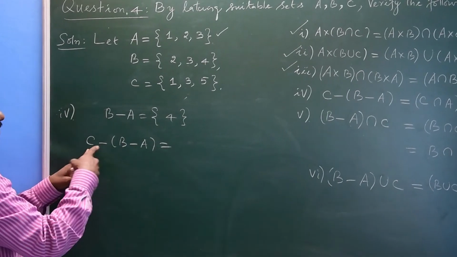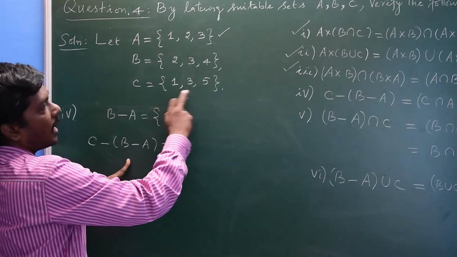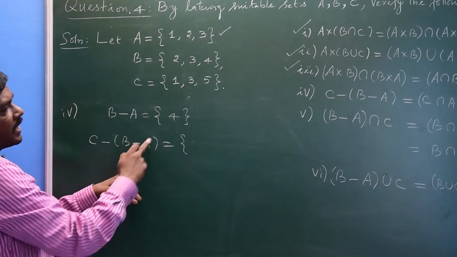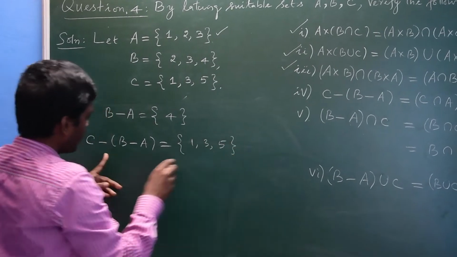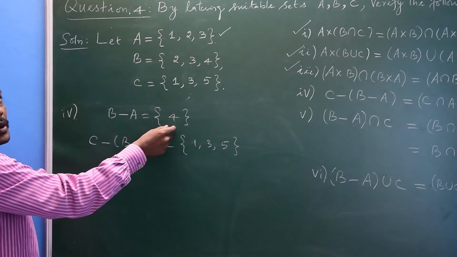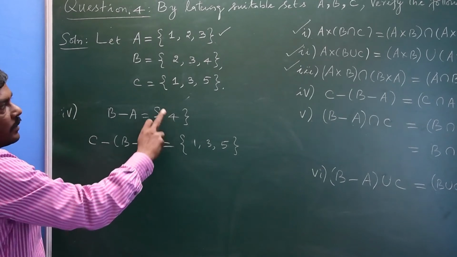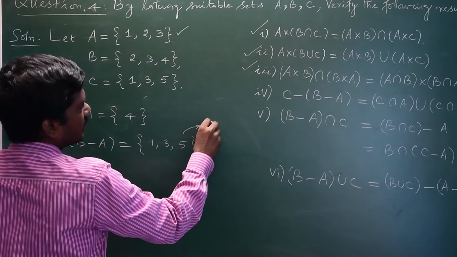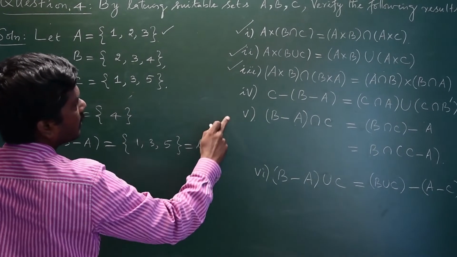Set of all elements in C but not in B minus A. See, all the elements in C, 135 is there in C but not in B minus A. So this is 135. So set of all elements in C but not in B minus A. It should be in C, and should not be in B minus A. So what is in C? 1 3 5 is there. It is not there here. So elements which are in C but not in B minus A. So we have found out the left hand side. So this is the left hand side of what? Left hand side of 4.